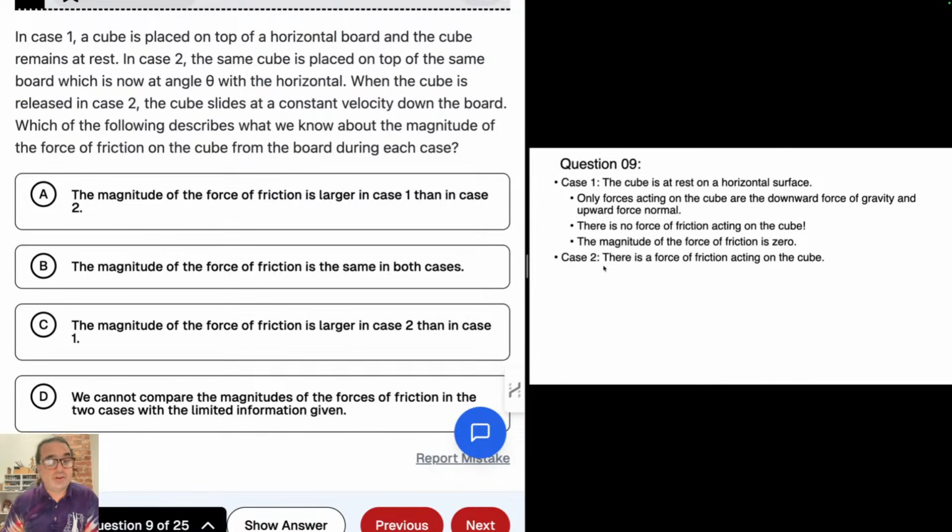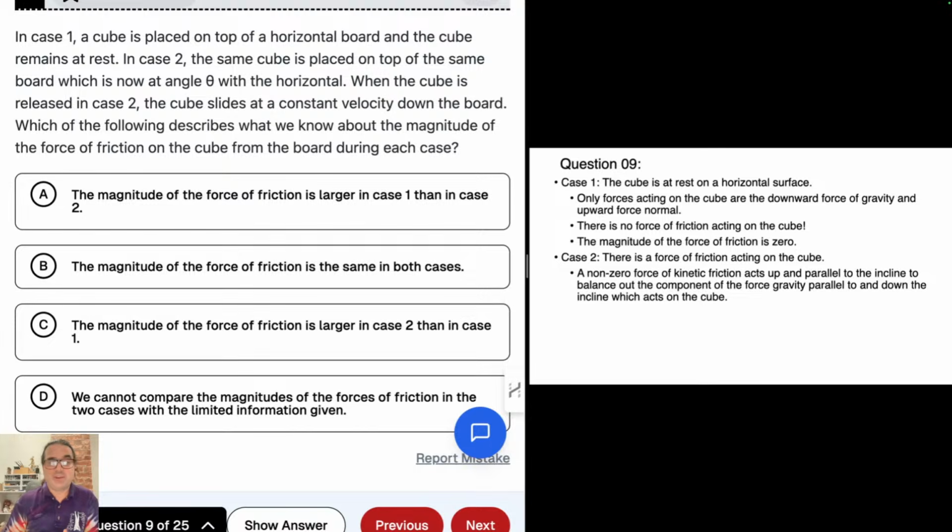Case 2, there is a force of friction acting on the cube. So a non-zero force of kinetic friction acts up and parallel to the incline to balance out the component of the force of gravity parallel to and down the incline, which acts on the cube. So the magnitude is a non-zero value, greater than 0. So the correct answer is C.